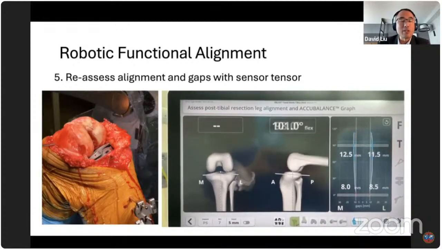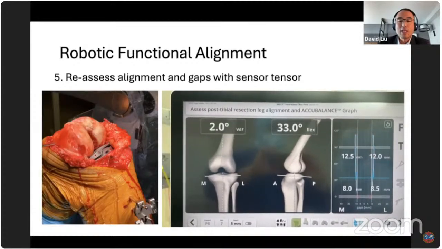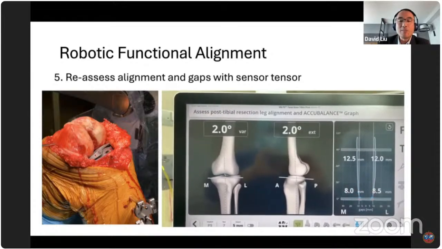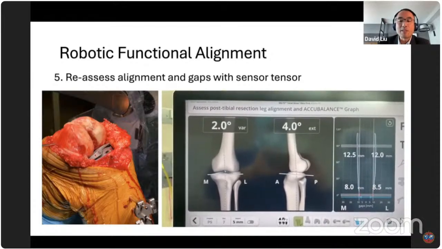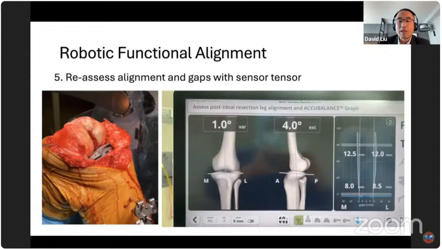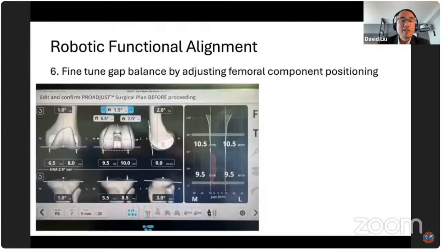use this spring-loaded tensioner, which I then reduce the patella. And you can see my knee has slightly bigger gaps now. I've increased my flexion gap by 1 millimeter or 1.5 millimeters, and the knee is now actually slightly hyperextending. So by doing this second step, I get a second bite at the cherry at balancing my gaps.